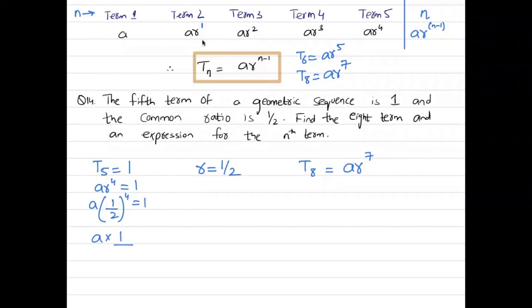1 upon 2 to the power of 4. 2 to the power of 4 is 16. So a comes out to be 16. That is my first term. Now you multiply it by 0.5 to the power of 7, so 16 times 0.5 to the power of 7. So what is T8 coming out to be?